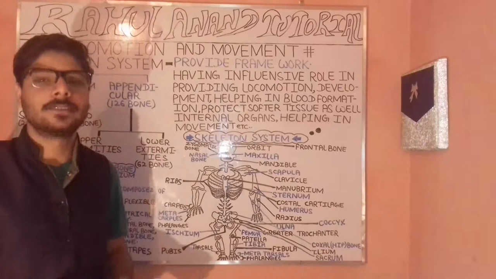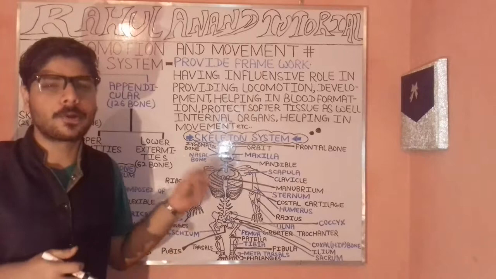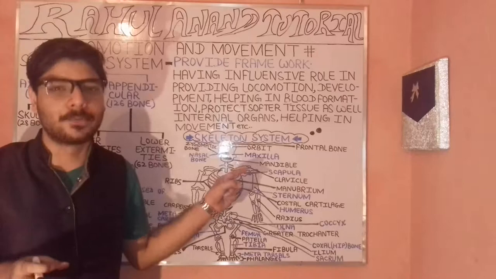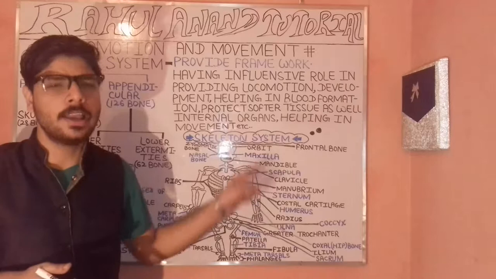When we talk about the skeletal system, you have to understand certain facts about it. These play an important and influencing role in terms of locomotion, as well as in development. Often these help in blood formation, as you can see here on the board. They also play an important role in protecting the softer tissues and internal organs, and in providing locomotion and movement.